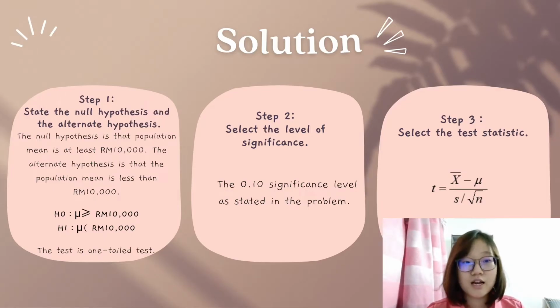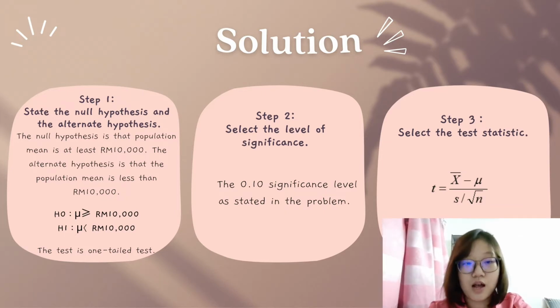Step 1. State the null hypothesis and the alternate hypothesis. So we know that the null hypothesis is that the population's mean is greater than or equal to 10,000 ringgit Malaysians, and the alternate hypothesis is that the population's mean is less than 10,000 ringgit Malaysians. So the test is a one-tail test.